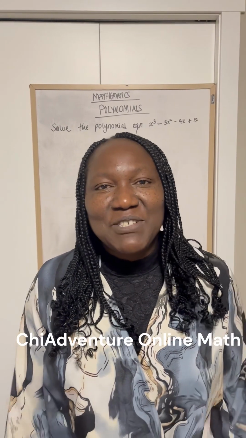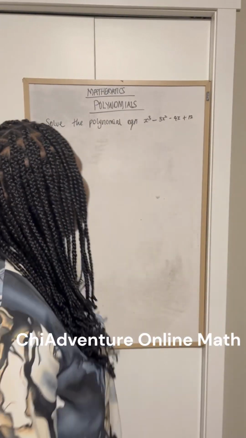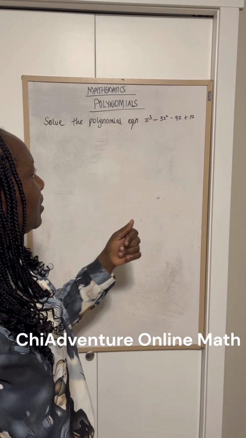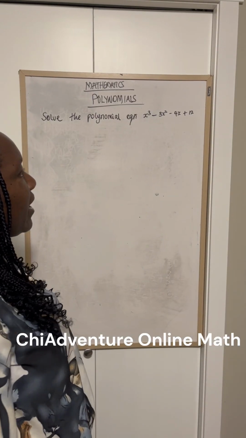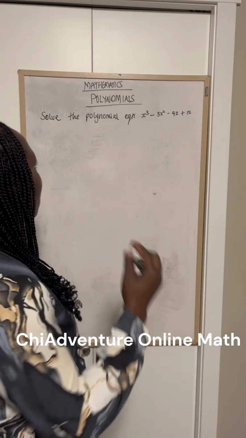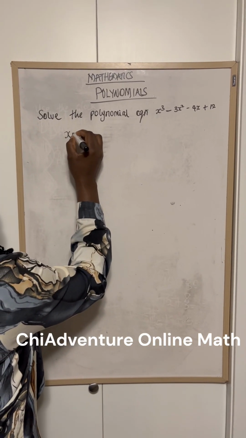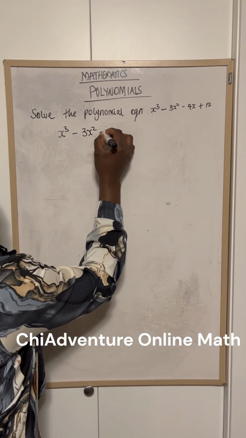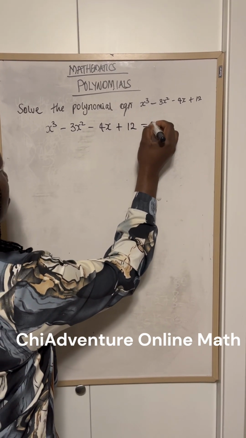So today we'll be solving polynomials. Come along with me. So here we are having to solve the polynomial equation x cubed minus 3x squared minus 4x plus 12. So first we'll have to look for the factors of x. So we have here x cubed minus 3x squared minus 4x plus 12 equal to 0.